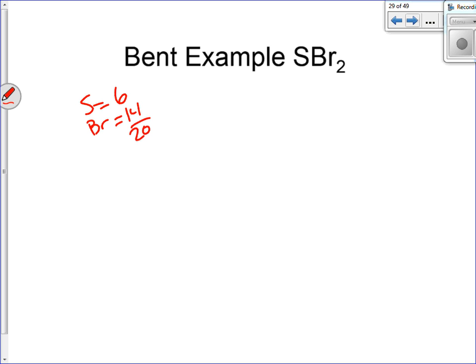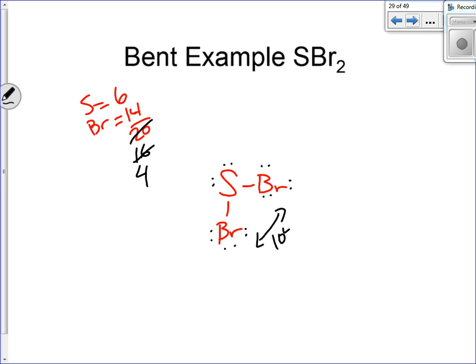I have 20 to work with here. All right, so 16 left. Satisfy your ligands first. The BRs get their 6 each. That's 12. 4 left. Who still needs 4? Sulfur. So here you get your bent shape with 104.5 degree angle.